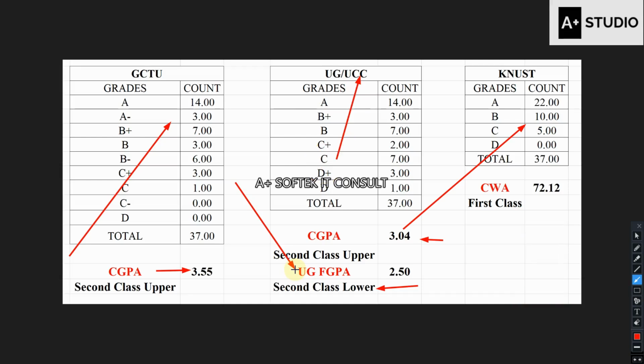Okay, so this brings us to the final part, the final session of our CGPA CWA series, and I know you now know the university that is hard, that is difficult, which is easier, which is also clearer.